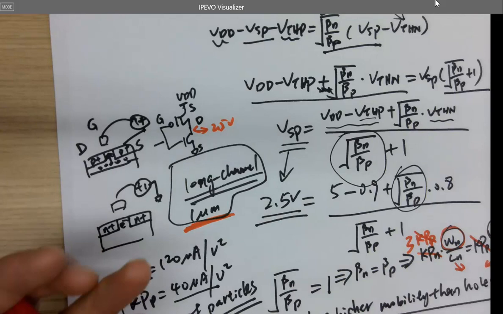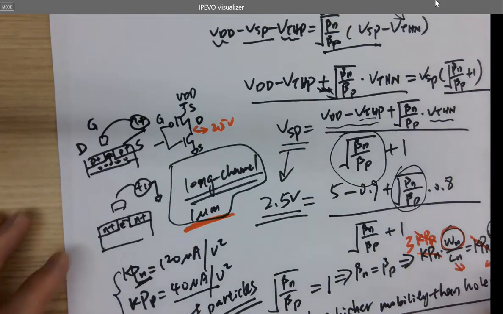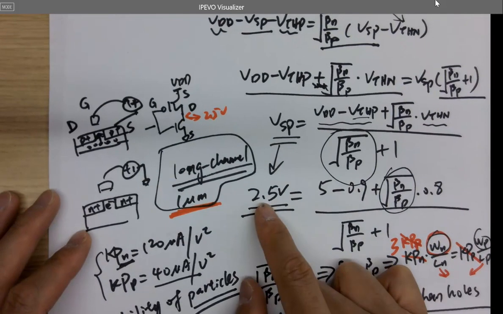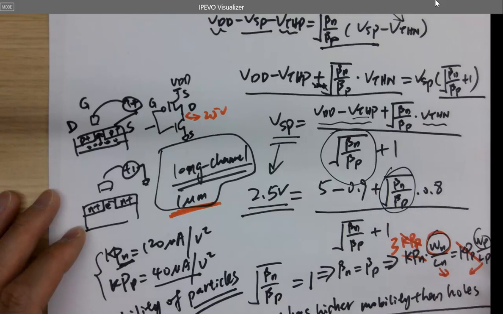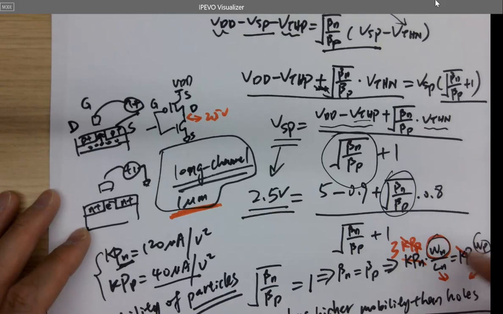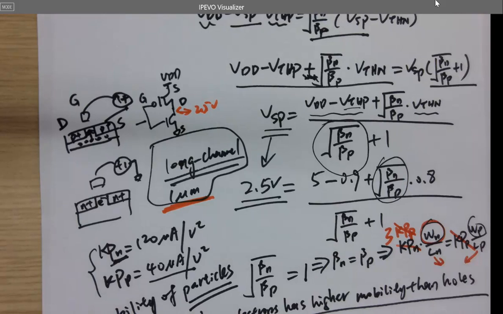It depends on how much current you need from the circuit, right? But just keep in mind, if you want to make a switch at 2.5 volts, WP should be 3 times larger than WN. That's the conclusion here, okay?